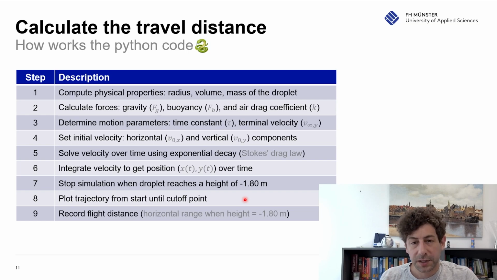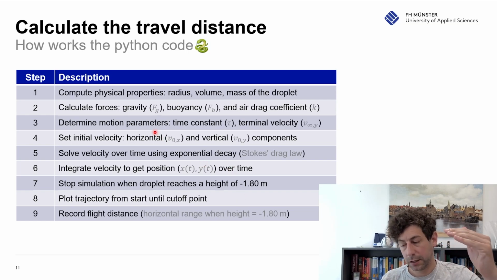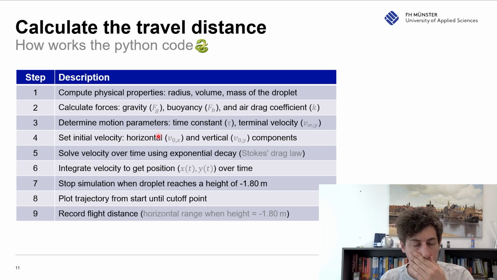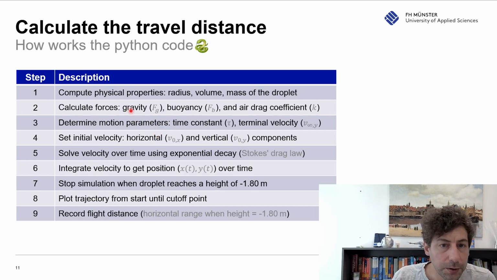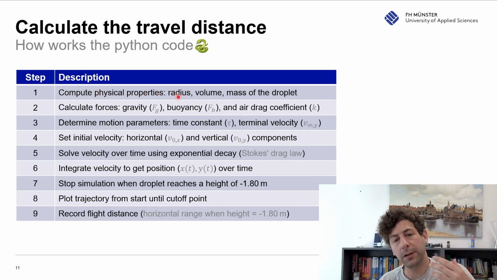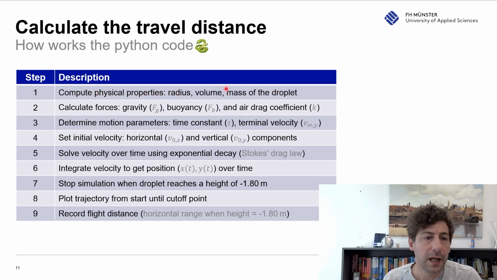And to sum up, I think this was a lot in detail, right? But I really would like to go down part by part through the code. And what you see here is what the code is generally doing. So we compute physical properties, we compute the radius, the volume, the mass of the droplet. Then we put the forces in there, the gravity, the buoyancy. We have the air drag coefficient, which comes from the drag force, but it's a short way because we want to have the velocity.